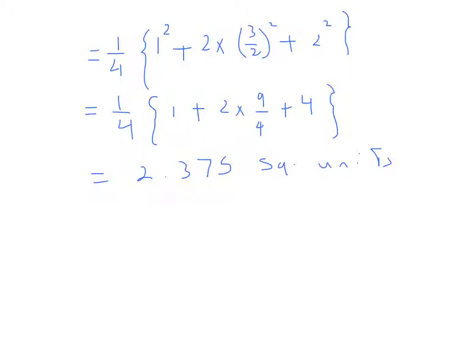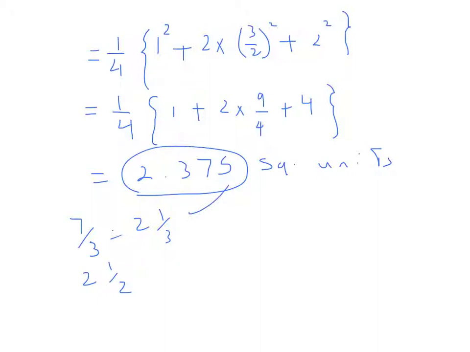So our first exact area, in part 1, was 7/3, which is 2 1/3, and in part 2 we had 2 1/2, and in this one we have 2.375, so it's getting closer to the actual exact area. And the more and more subdivisions we get, the closer we get.